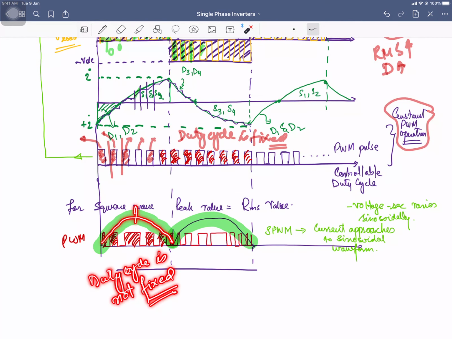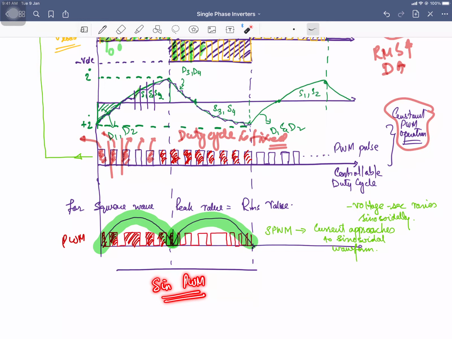Let's suppose when the magnitude is higher, you have the higher width of the pulse, and when the magnitude is decreasing, you can see the width of the pulse is decreasing. So when you have the peak, you have the maximum width, and once the sine wave is approaching 0, the pulse width is going to become 0. So this is said to be the sine PWM, the sinusoidally pulse width modulated signal. The width of the pulses is changed according to the magnitude of the sine wave.